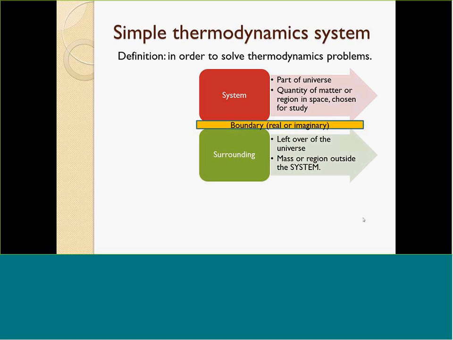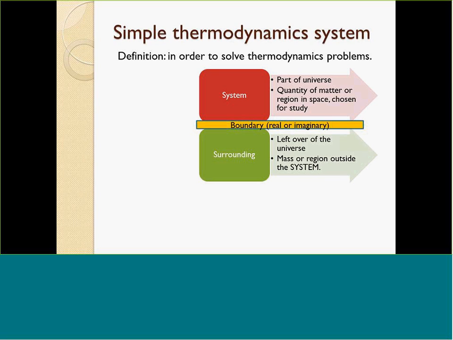For example, we're going to have ice in a glass of water. Ice is the system, and the glass of water is considered the whole system of thermodynamics. It's a state of matter. The surrounding will be the atmosphere, bounded by the glass.